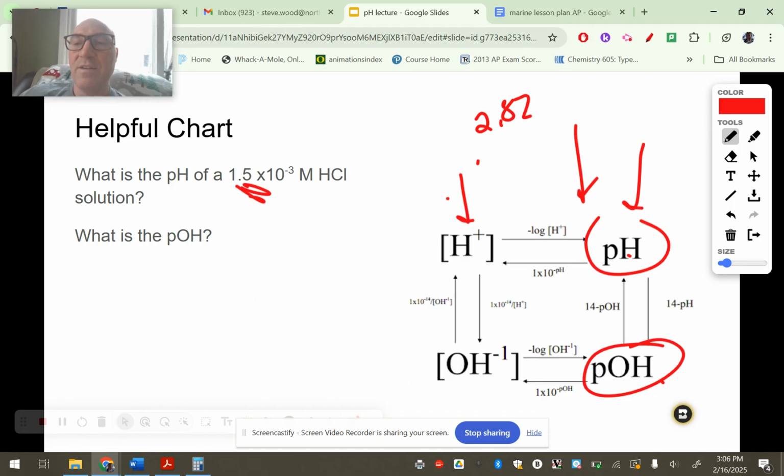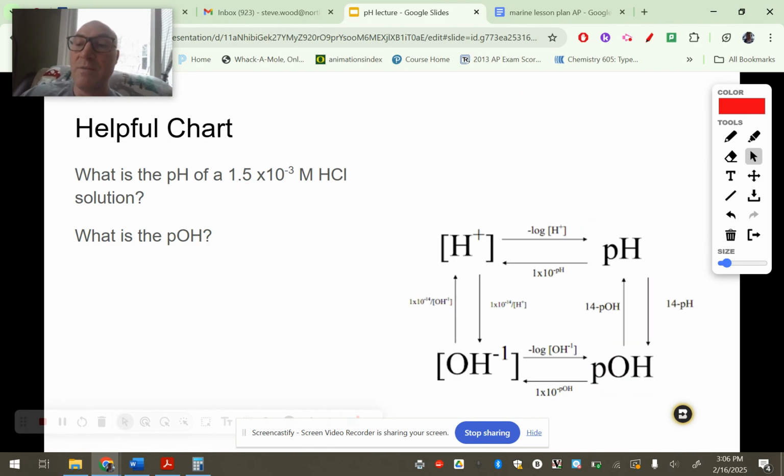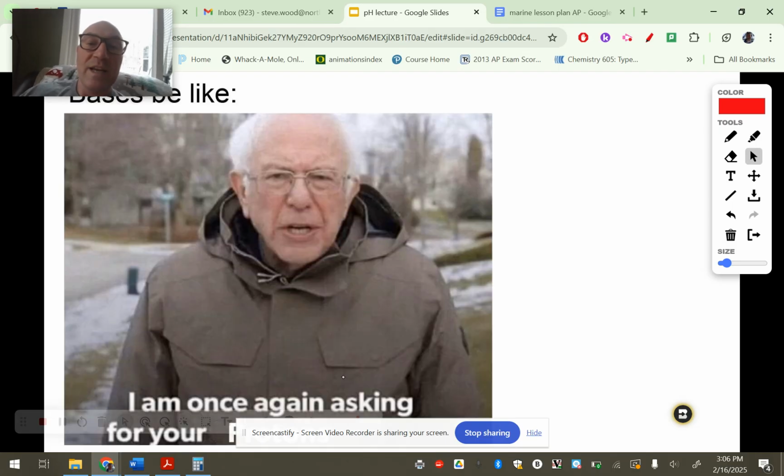That's this guy right here. And then I would do 14 minus that, which is 11.18. That's my pOH. And that, my dear students, is what you need to know: how to use this chart to get between those. And that, I think, is it.